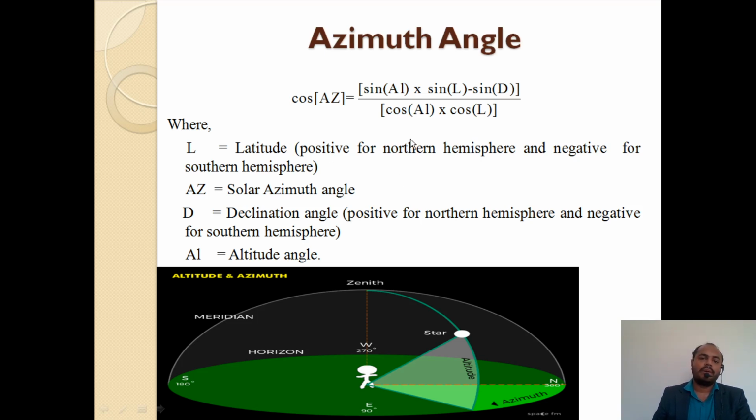We can also calculate the azimuth angle directly from the sun path chart diagram. We require this to calculate the tilt angle of a solar panel. In this diagram, a man is here, and with respect to the north direction this azimuth angle is measured. The position of the sun in the sky is like this. When we take a projection of the sun over the ground surface, the angle measured on the horizontal side with respect to the north is the azimuth angle.